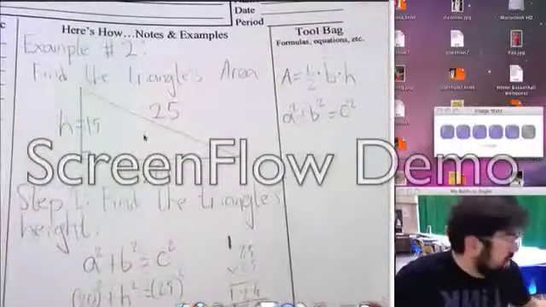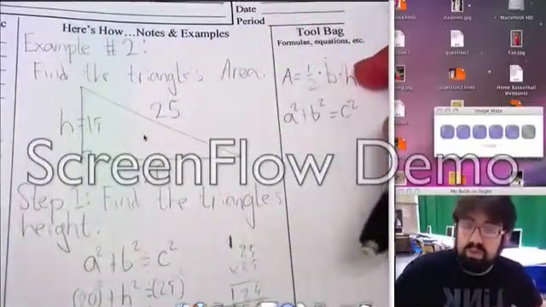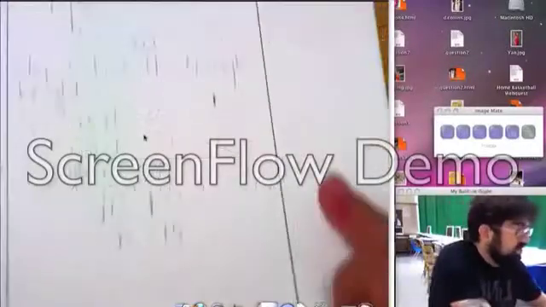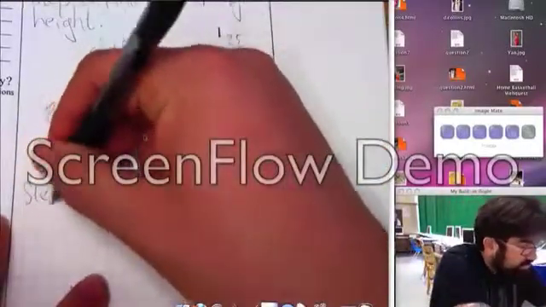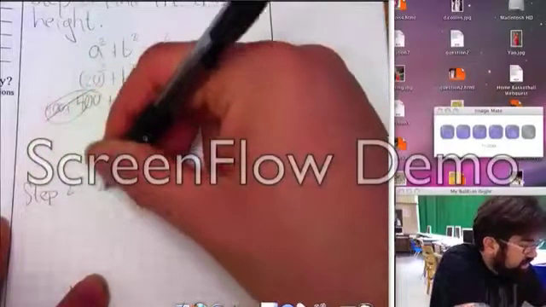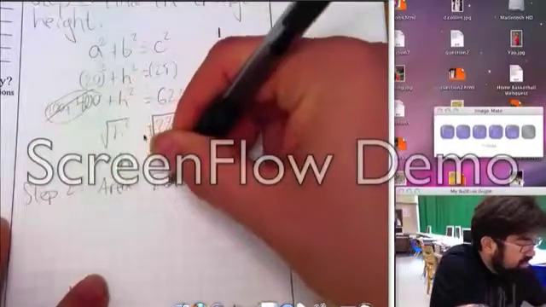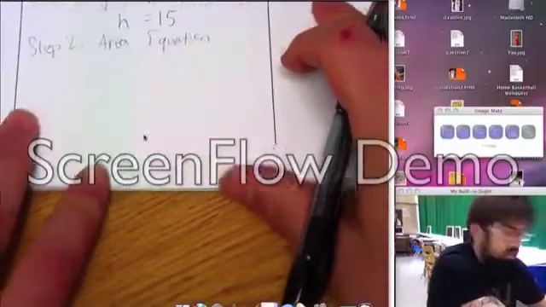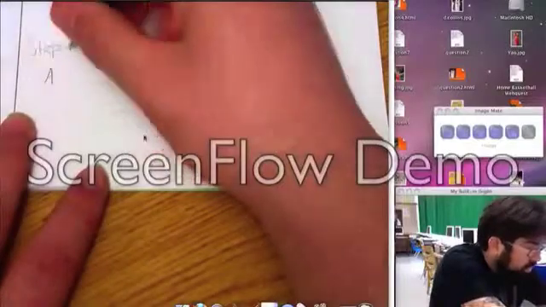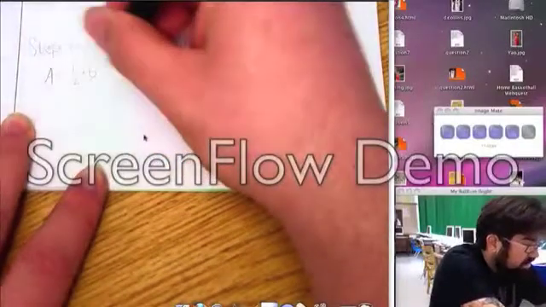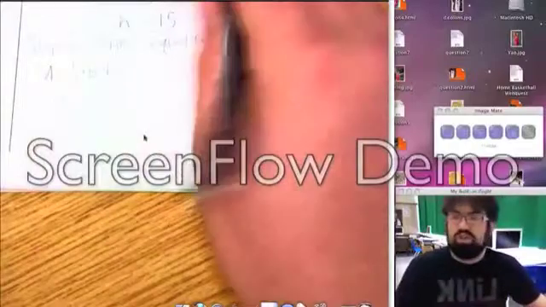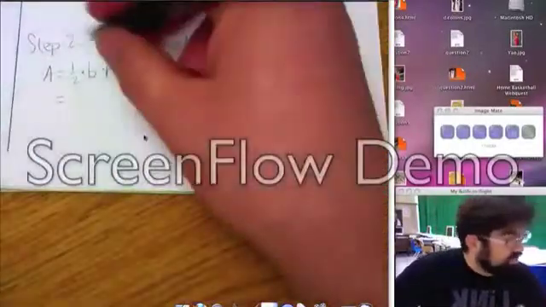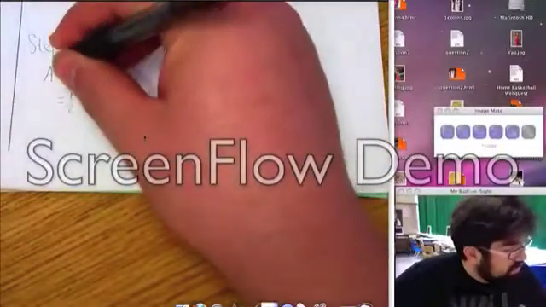Not done yet. Now we got to use our equation. A equals 1/2 times the base times the height. Now we know what the height is. Step 2: area equation. Okay? A equals 1/2 times the base times the height. Always start with the equation, no matter what. In any subject, science, math, history. You don't use equations in history, I take that back.